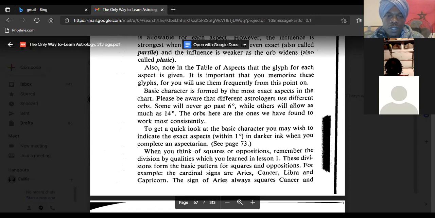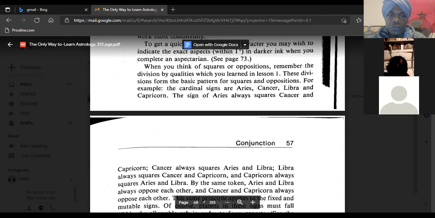Basic character is formed by the most exact aspects in the chart. Please be aware that different astrologers use different orbs. Some will never go past 6 degrees, while others will allow as much as 14 degrees. The orbs here are the ones we have found to work most consistently. To get a quick look at the basic character, you may wish to indicate the exact aspects within 1 degree in darker ink when you complete an aspectarian. See page 73.